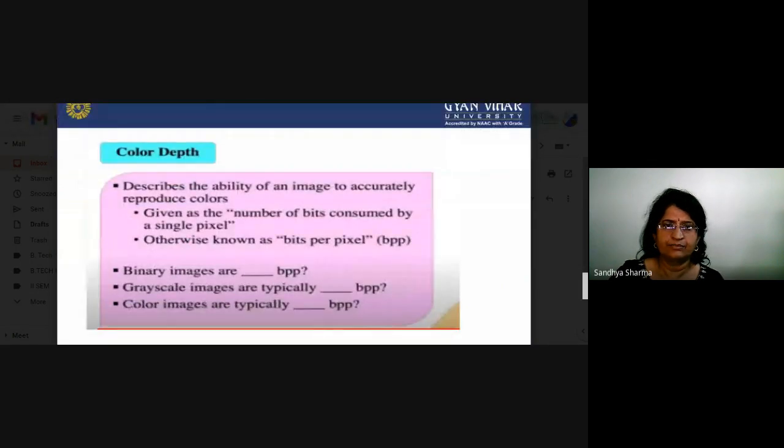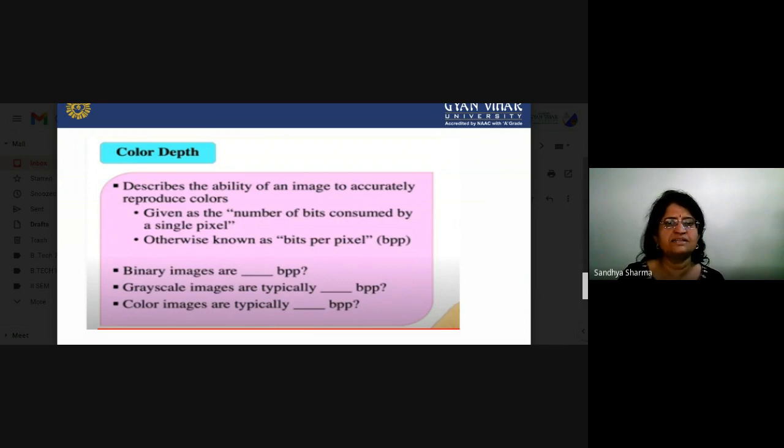Color depth. What about the depth? It is the ability of an image to accurately reproduce colors, given as the number of bits consumed by a single pixel, otherwise known as BPP, bits per pixel. According to that we can measure the depth.